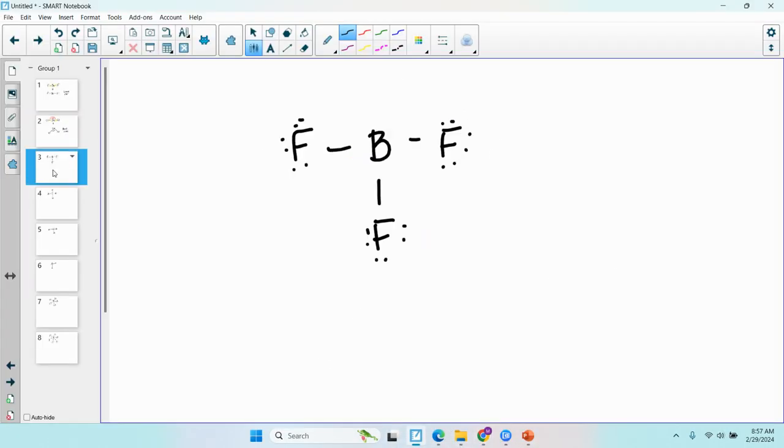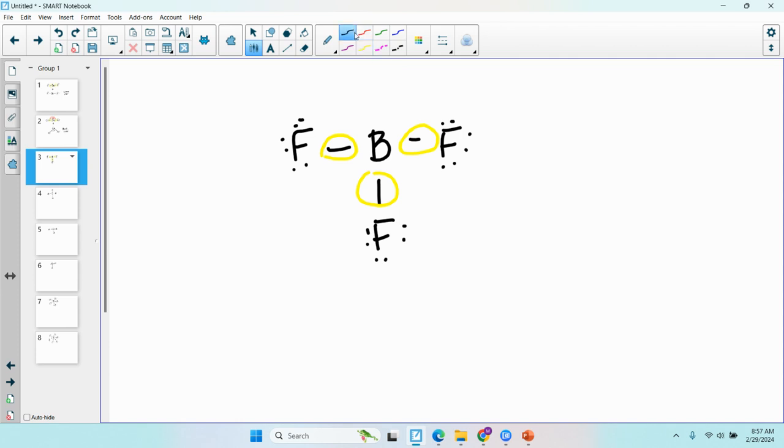So in trigonal planar, this is maybe how you drew this one, or maybe you would have had the F up here. That doesn't matter. This is our 3 surrounding my central. So here's my 3 bonding pairs. 1, 2, 3. There's my 3 bonding pairs. There's no lone pairs here.